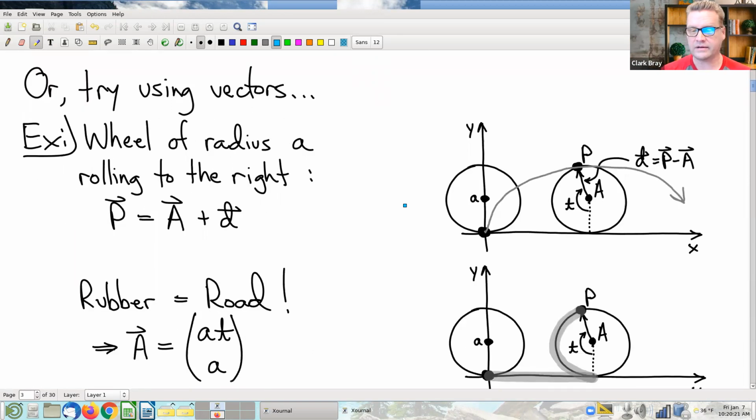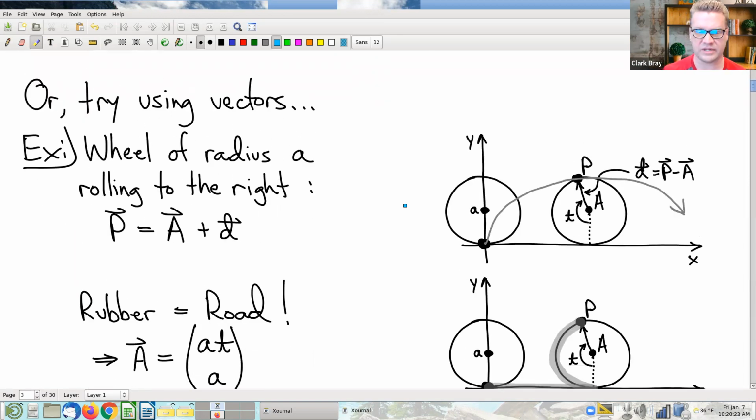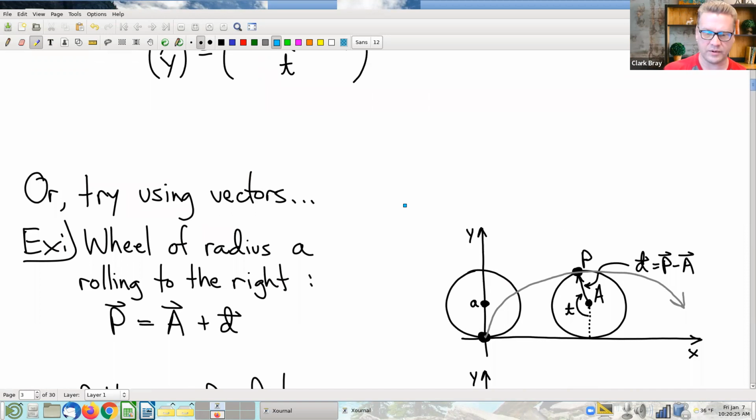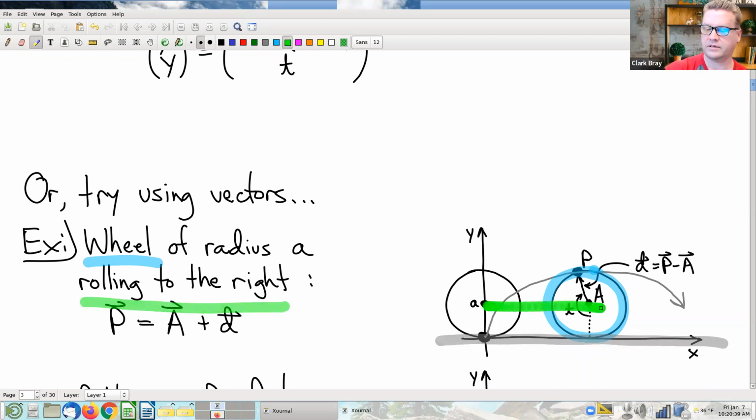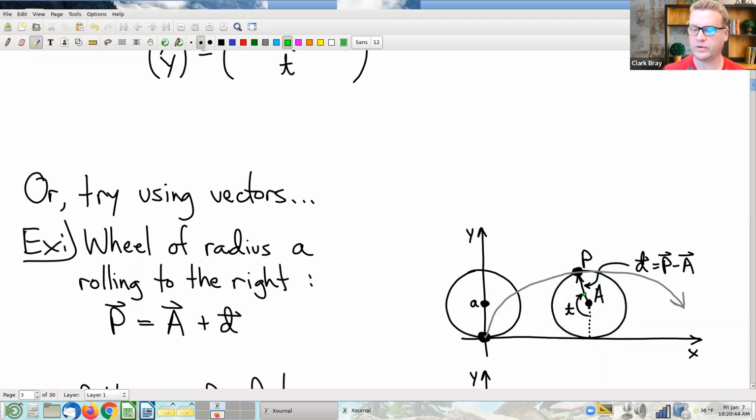Okay, now here's another circumstance. This kind of thing works sometimes. Suppose we have a wheel that's rolling along a road, and the road is the x-axis, and it's rolling to the right. You can see what I'm talking about here: the wheel started off right there, and then after it rolled a little ways, now it's over here.